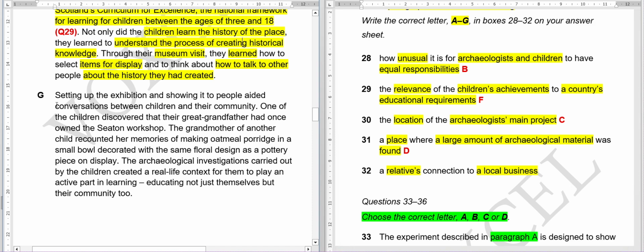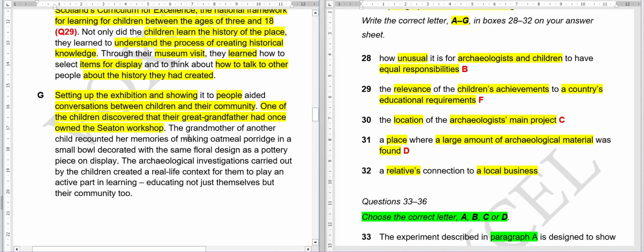Setting up the exhibition and showing it to people aided conversation between children and their community. So now they're saying that setting up the exhibition and showing it to people helped conversation between children and community, so they were able to talk with their community people. One of the children discovered that their great grandfather had once owned the Seaton workshop. So one of those children discovered that his or her great grandfather owned Seaton workshop, where that particular piece was made.